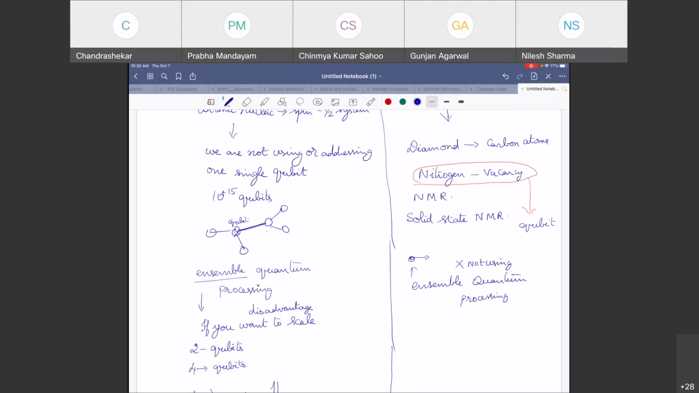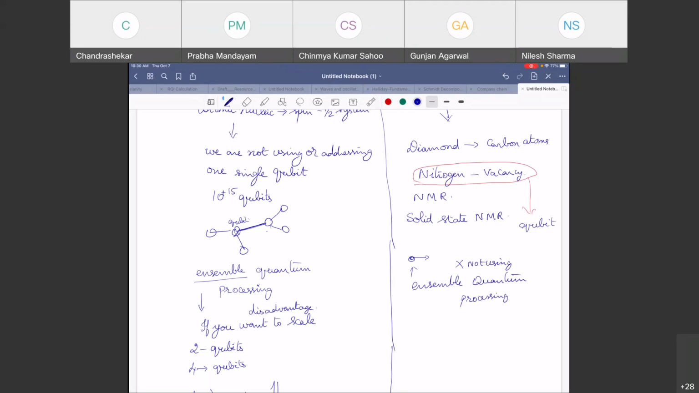So I hope you understand the difference, Nilesh, between addressing nuclear spins in the same molecule that forms a single qubit or 2 qubit or 3 qubit system, but there are 10 to the 15 copies of this in your sample. So that's exactly why this is called an ensemble.